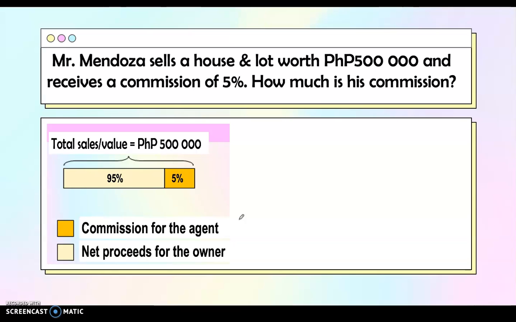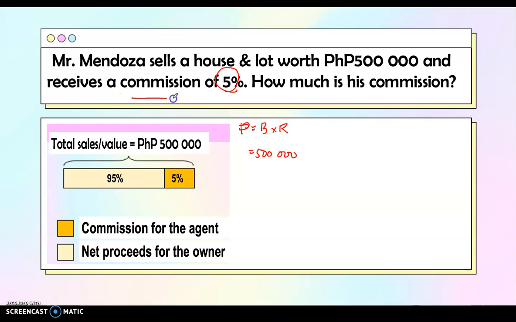Now, in this given example, let's answer the story problem. Mr. Mendoza, the agent who sells a house and lot on behalf of the owner, the value of the house is 500,000 and the commission that Mr. Mendoza will receive is 5%. Since that is a percentage, we follow the formula percentage equals base times rate. Now the percentage is the missing one. The base is the total value of the house, which is 500,000, and the rate of the commission is 5%.